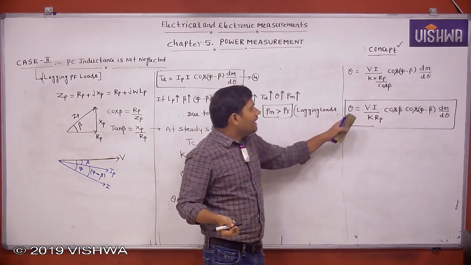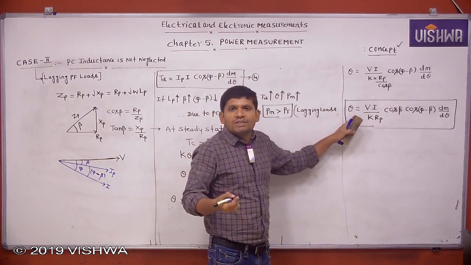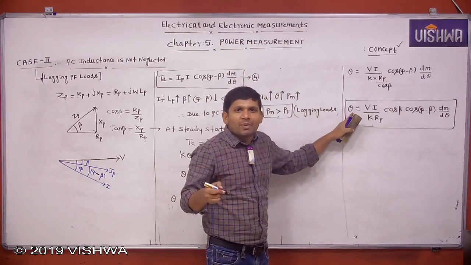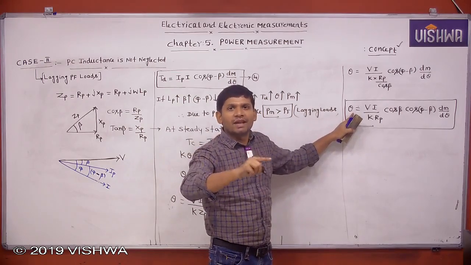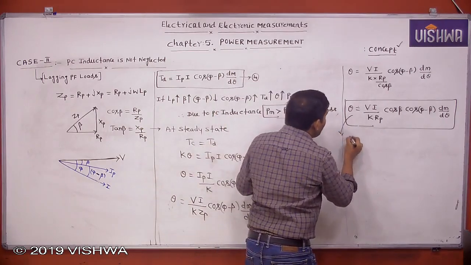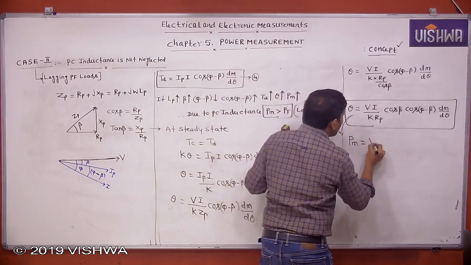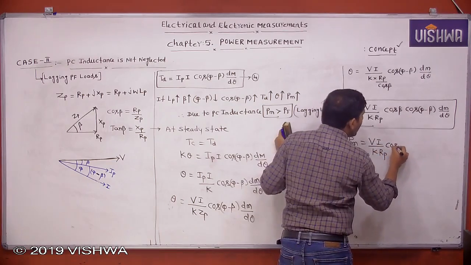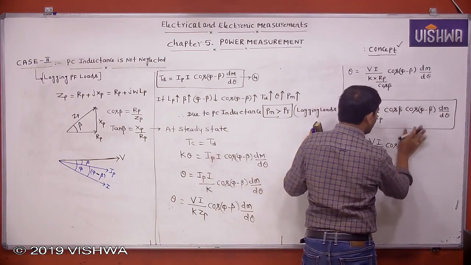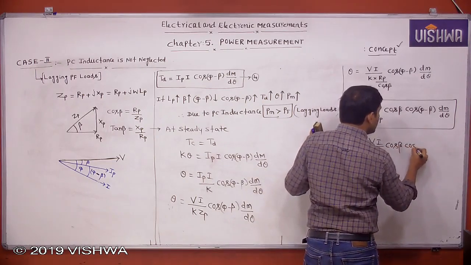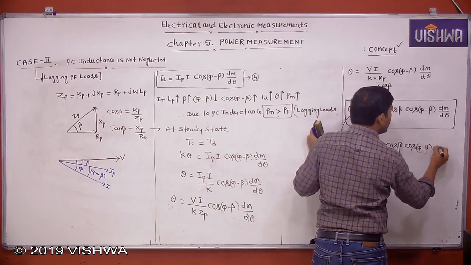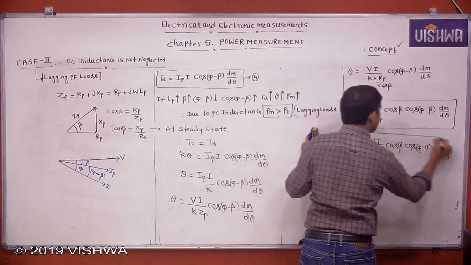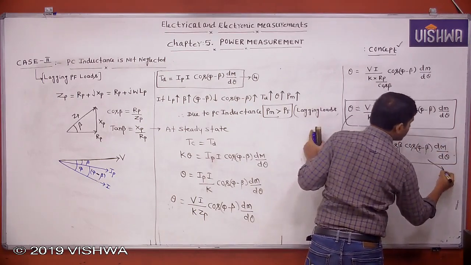Now, this theta indicates, in case 2, this is a practical case now. Is it a true power or measured power? Yes, it's a measured power expression. It's not a true power. Then what is measured power? VI by K RP, cos beta into cos beta into cos of pi minus beta, dm by d theta. Let this be equation 5.